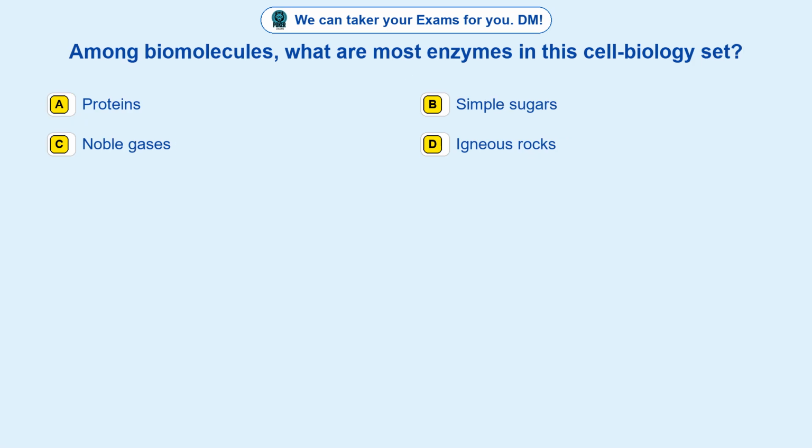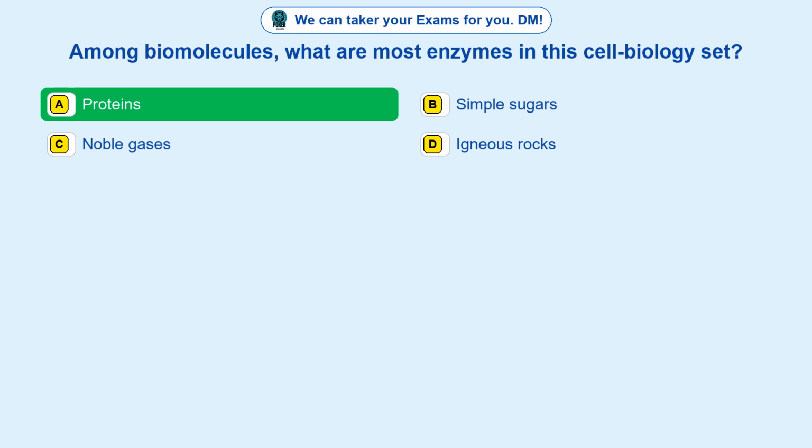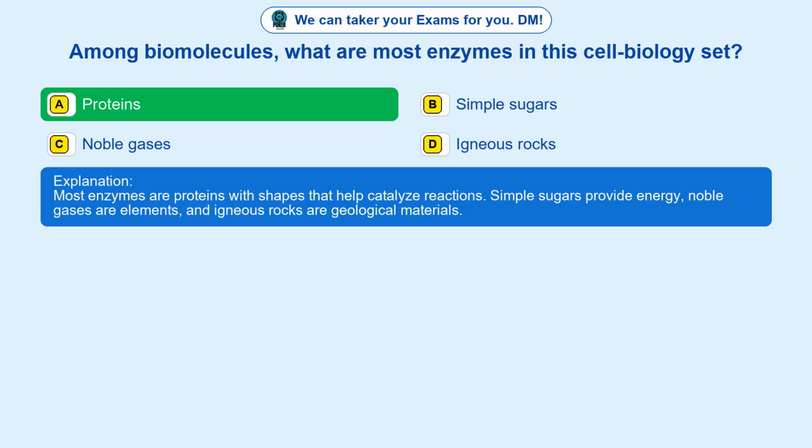Question 30. Among biomolecules, what are most enzymes in this cell biology set? Option A, proteins. Option B, simple sugars. Option C, noble gases. Option D, igneous rocks. The correct answer is option A, proteins. Most enzymes are proteins with shapes that help catalyze reactions.